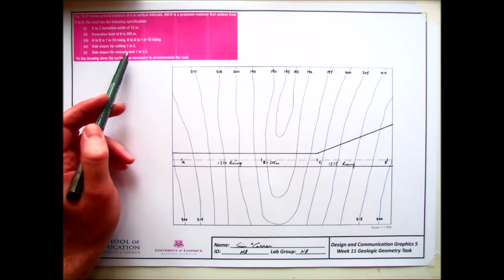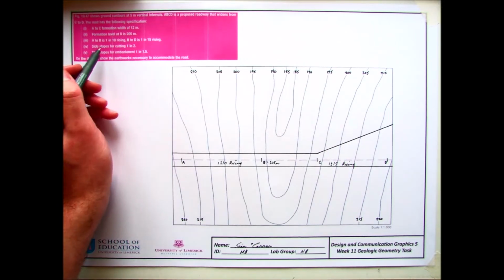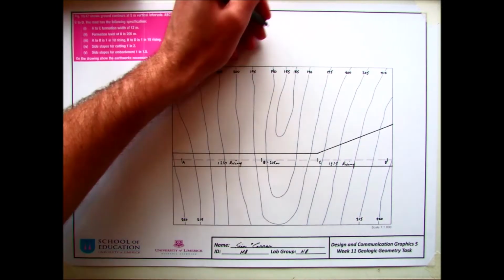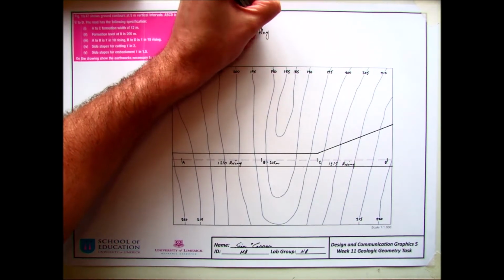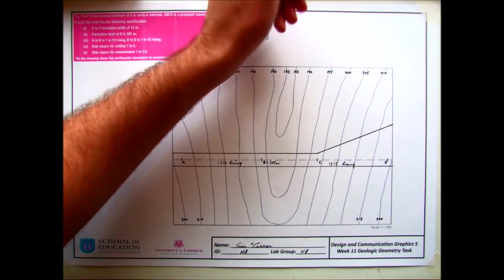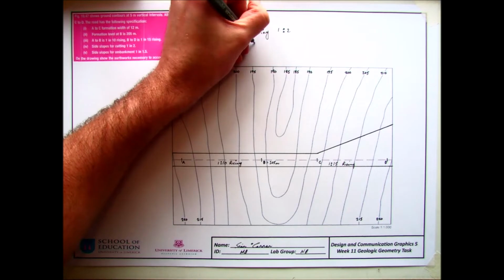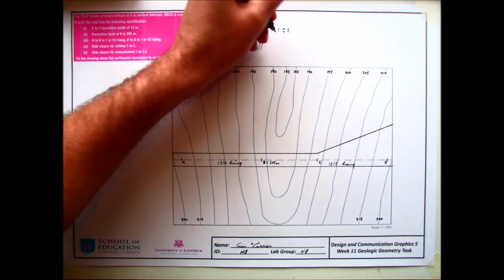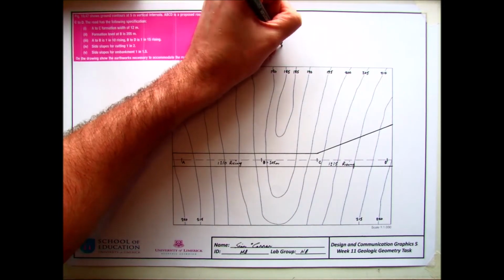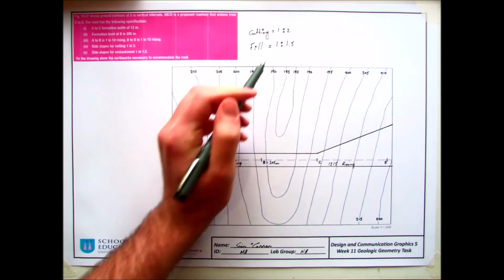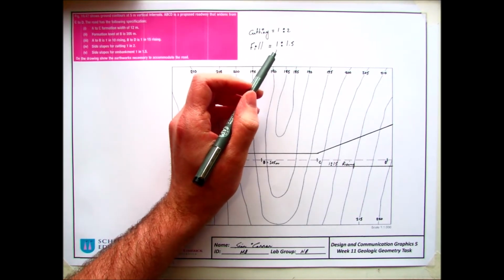I'm going to change it into units that are more useful to me. So if I go over here, I'm going to first of all take out my cutting is 1:2. So I just say cutting is 1 to 2, and then I'm going to say fill, which is embanking, is 1:1.5.